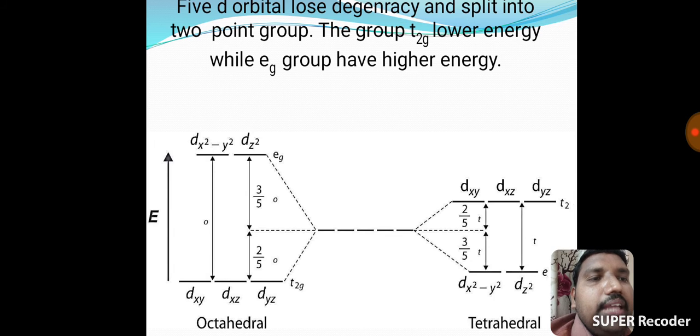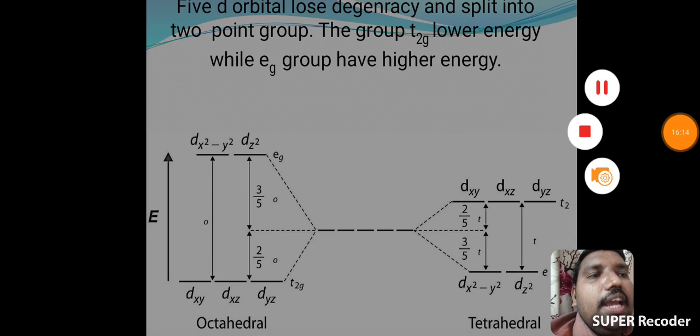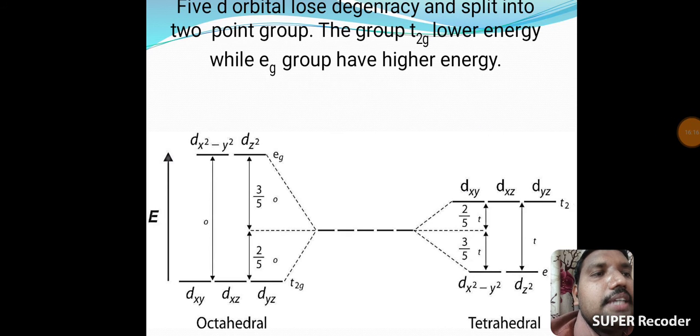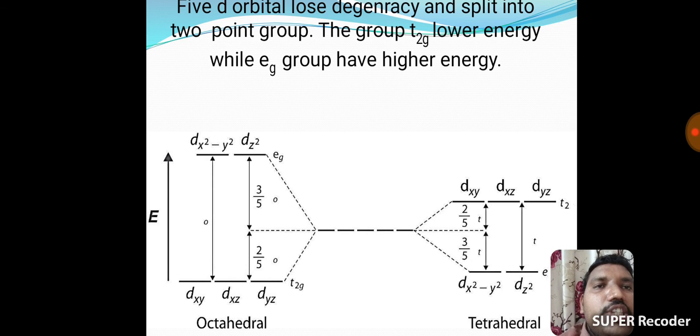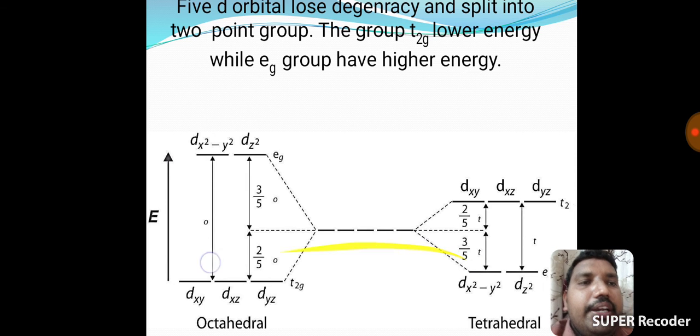This is the main thing to differentiate tetrahedral complex and octahedral complex. The 5 d orbitals lose degeneracy and split into 2 groups. The T2G group has lower energy while the EG group has higher energy. This is the difference between octahedral geometry and tetrahedral geometry.